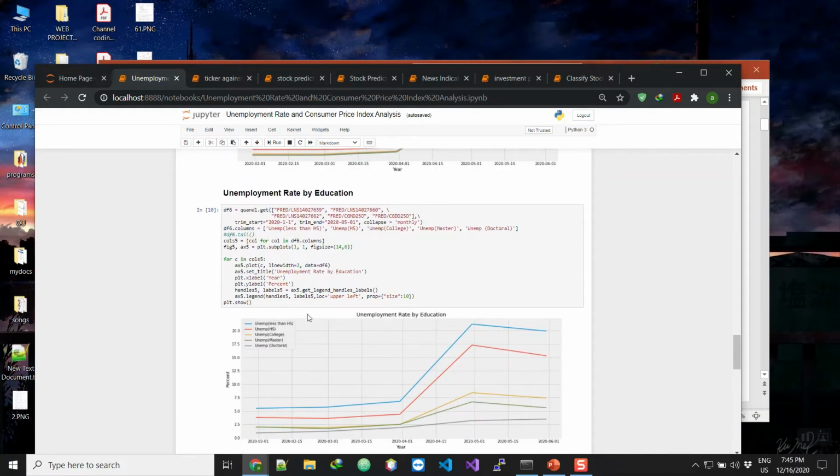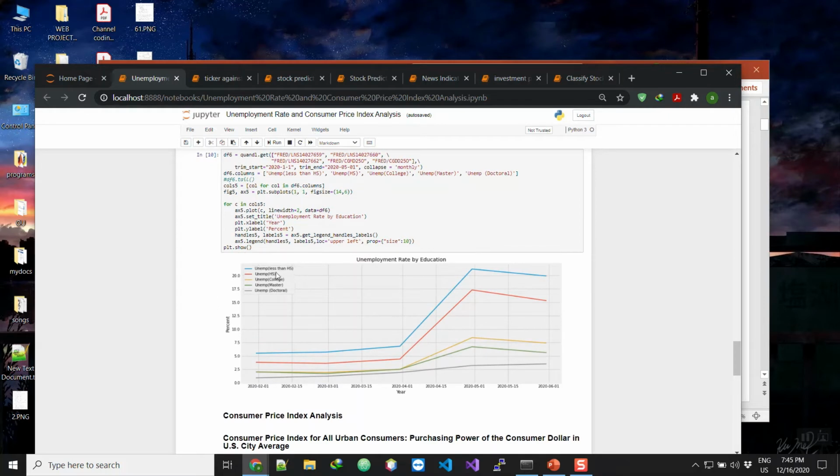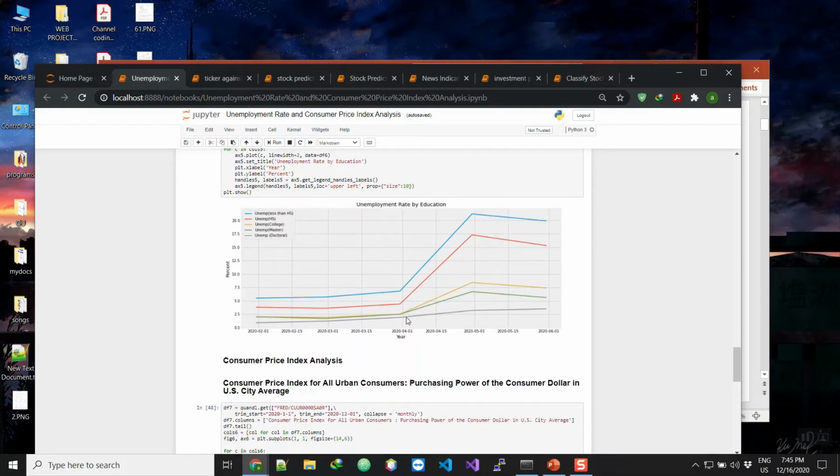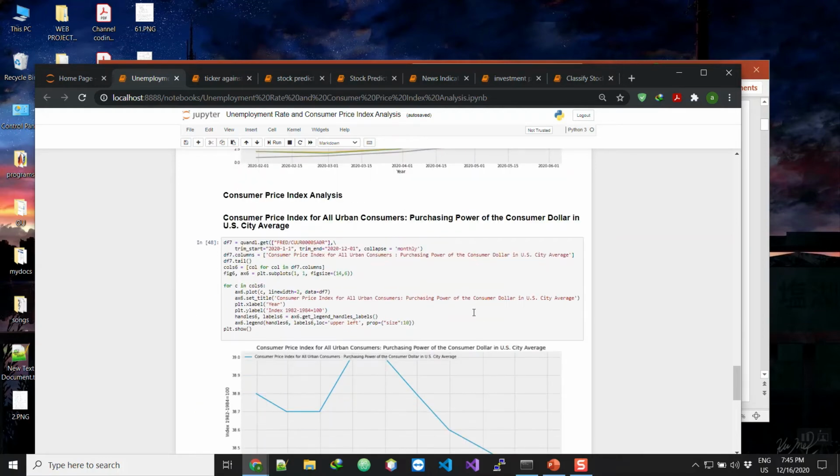And by education, we can see that the people with lower than high school got affected the most, while people with PhDs basically had zero to no effect on their unemployment status.